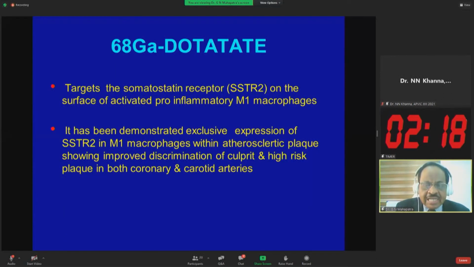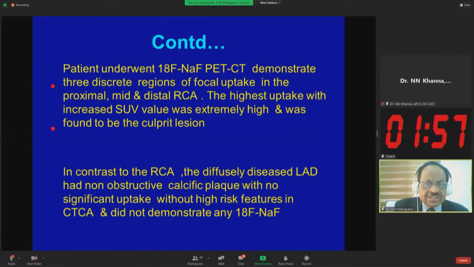So then next comes the gallium-68 DOTATATE. These are the target receptors that are expressed on the macrophage. It has been demonstrated that there is exclusive expression of somatostatin receptor in macrophages within the atherosclerotic plaque, showing improved discrimination of culprit and high-risk plaque in both coronary and cardiac. See one slide.